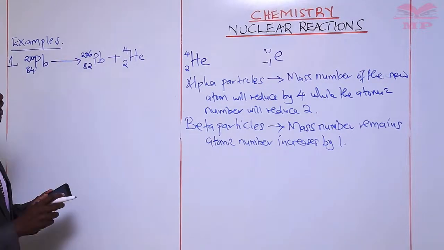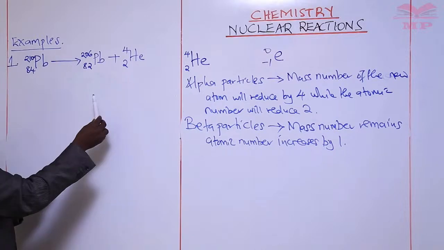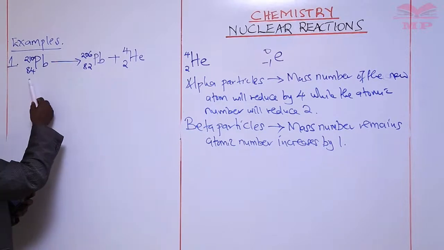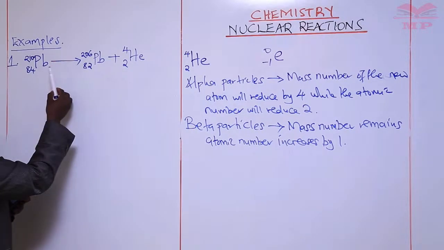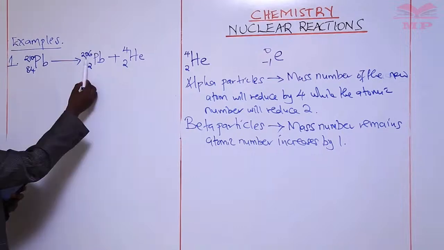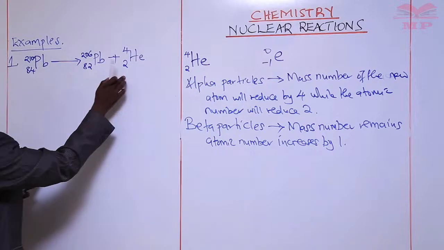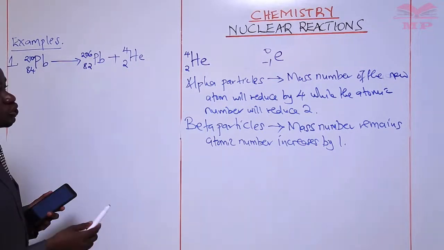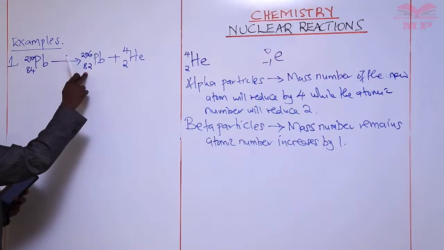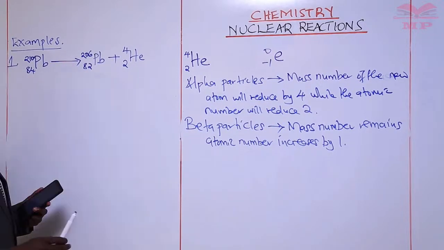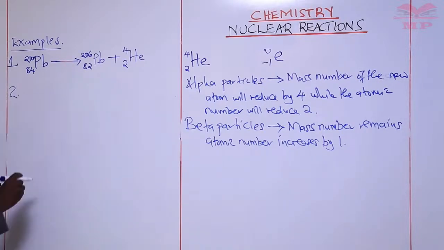So, my dear candidate, you realize that if you add the atomic numbers on the right of the equation, 82 plus 2, that will give you 84, equal to the atomic number on the left. Mass number on the left, 210. Mass number on the right, 206 plus 4, that will give you 210. So this is what is called a nuclear equation. Don't forget, if an alpha particle is emitted, we reduce the mass number by 4 and the atomic number by 2. So, another example of a nuclear equation.